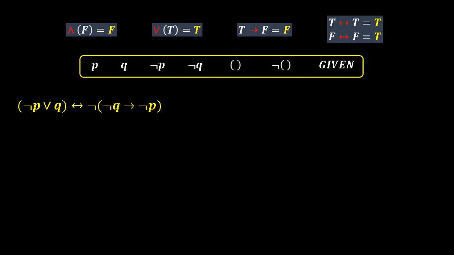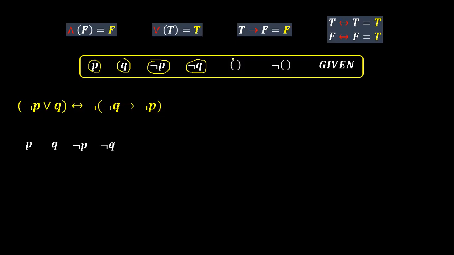So P and Q, that is constant. Then, does negative P exist? Yes, it exists. So therefore, we're going to include negative P. Negation of Q or not P. Where is the not Q here? Not P, not Q. Okay, not Q also exists, so we're going to include not Q.